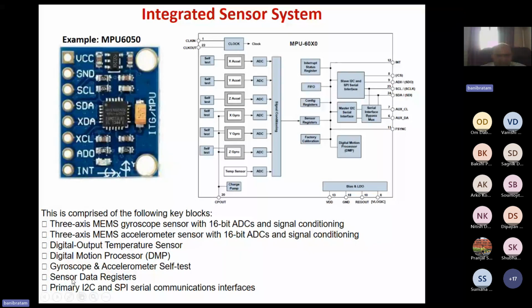You have the sensor data registers, you have the I2C, SPI kind of serial communication interfaces for communicating the sensor data from one place to another place or from one device to another device. So essentially the components, whatever we have discussed so far, all of them are inherently present, or must be present, in these kinds of ICs.